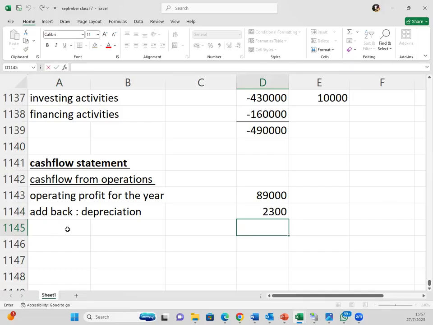Maybe the other expense we had removed was amortization. Depreciation and amortization, we add them back. The difference is depreciation is for tangible assets, and amortization is for intangible assets, but you add them back. Why? Because these ones are non-cash.